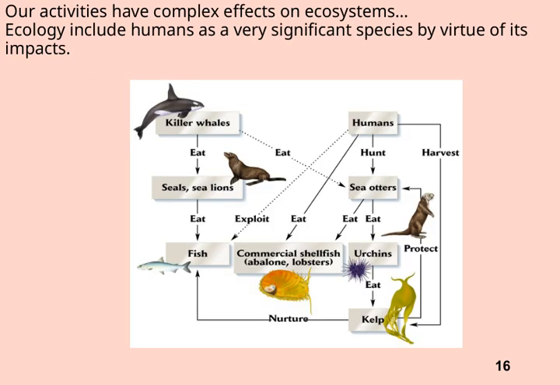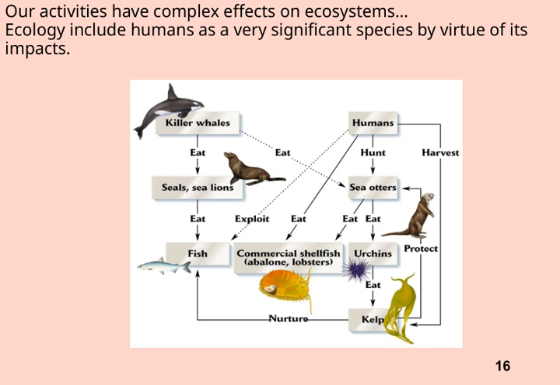Our activities have complex effects on ecosystems, and this is a really important point to understand. When we talk about ecology, it's crucial to recognize that humans are a very significant species within these systems. Our impacts are not just minor. They can fundamentally alter ecosystems in both positive and negative ways. This means that our actions, whether through development, agriculture, or conservation efforts, play a major role in shaping the environment around us. By including humans as a key part of ecology, we acknowledge that our presence and activities are integral to the natural world, not separate from it.